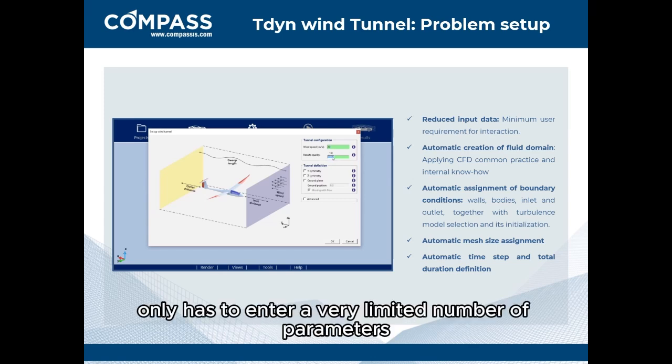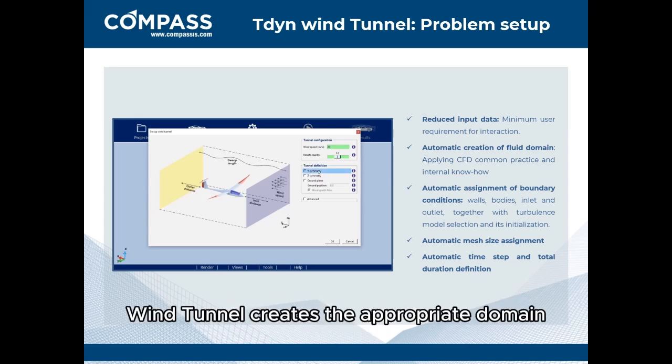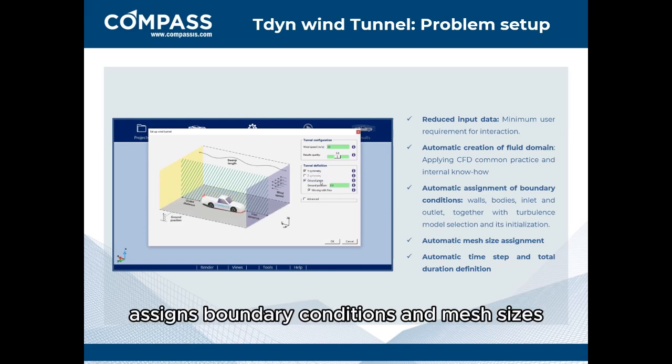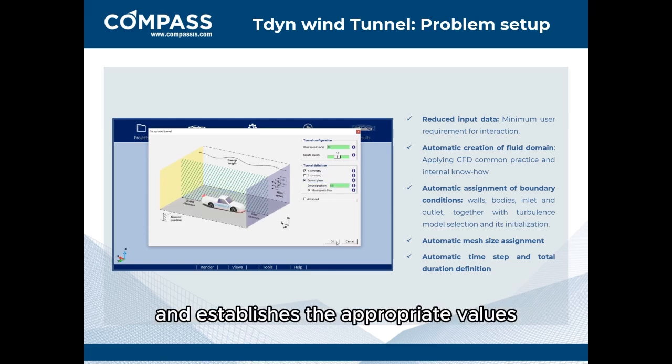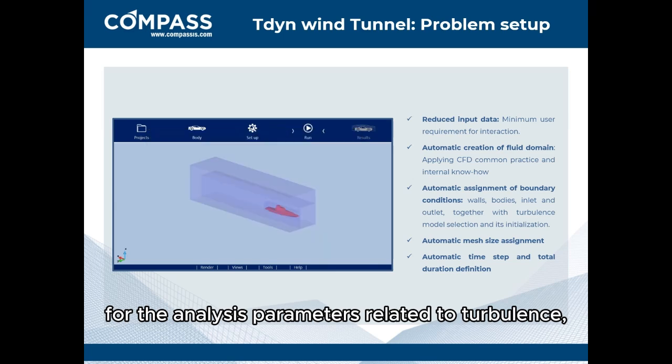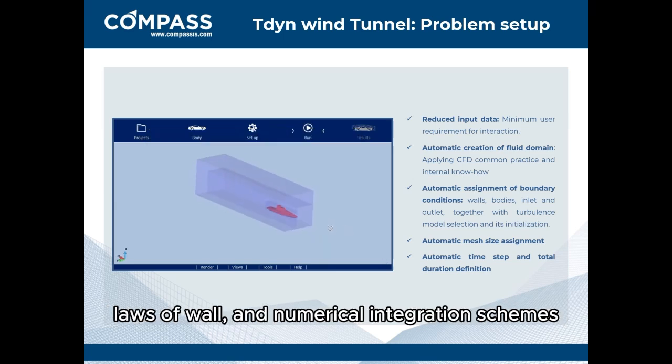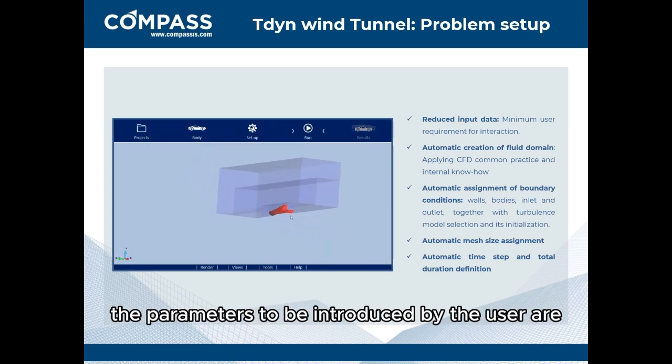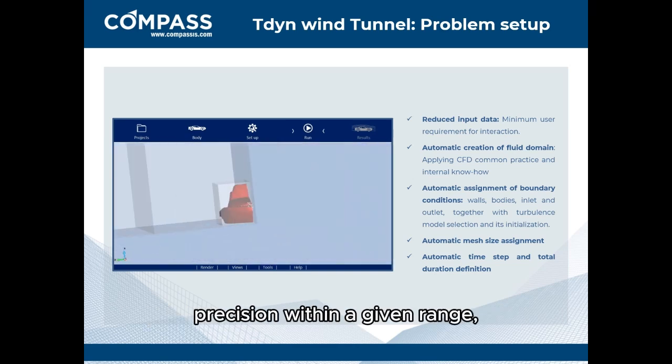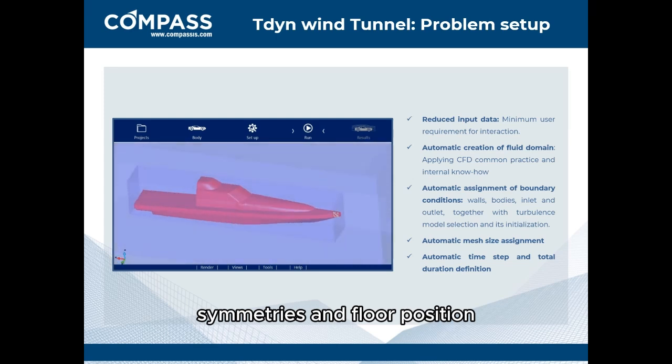The user only has to enter a very limited number of parameters from which Tdyn WindTunnel creates the appropriate domain, assigns boundary conditions and mesh sizes, and establishes the appropriate values for the analysis parameters related to turbulence, laws of the wall, and numerical integration schemes. The parameters to be introduced by the user are wind speed, results precision within a given range, symmetries, and floor position if it is considered.